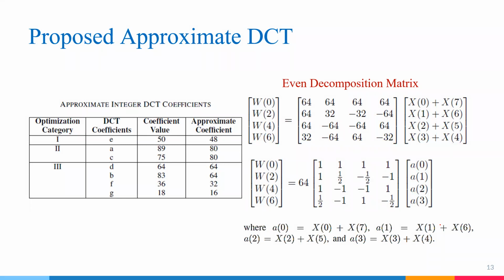So the idea here is that we have grouped all the coefficients into three groups. The first is E, the second is A, C, which are 89, 75, and the third is D, 64, 83, 36. Whatever the coefficient values are, we have found their equivalent multiples of 16. You can see here that the equivalent of 50 is going to be 48, that is 16 by 4. You can make it that way.